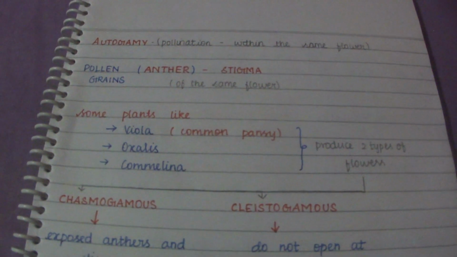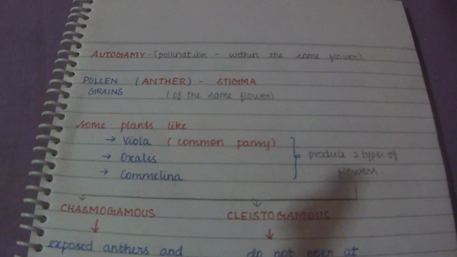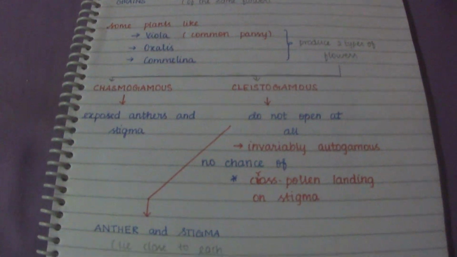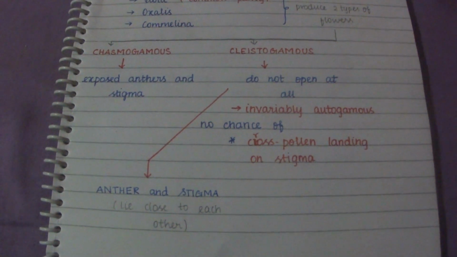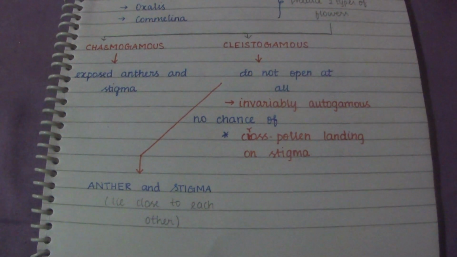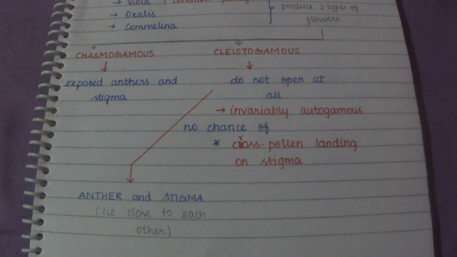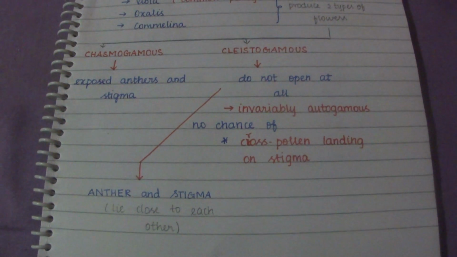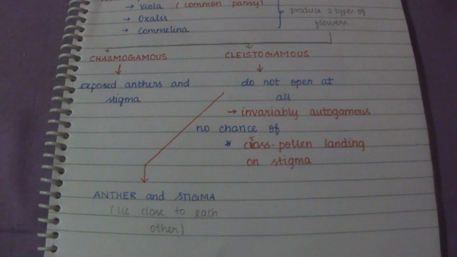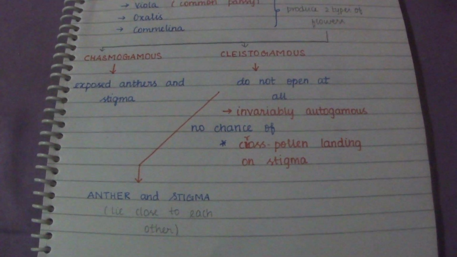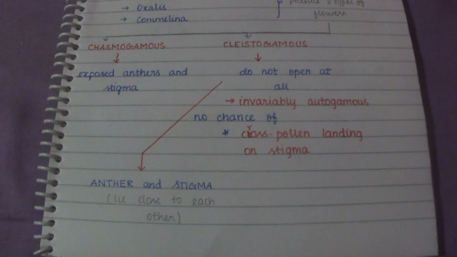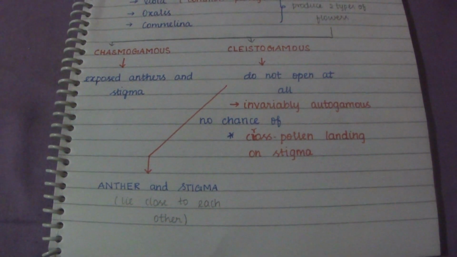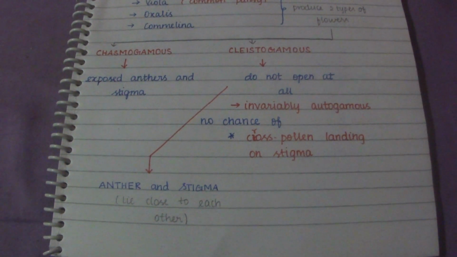These produce two types of flowers. One is chasmogamous and the second one is cleistogamous. Here, if we take chasmogamous, the flowers of this type are completely open, that is, the anthers and stigma are exposed, so that there may be pollen from flowers of other plants also. But when we take cleistogamous, the flowers do not open at all, that is, there will be no exposure of anthers and stigma. So here we can clearly tell that this is completely autogamous.